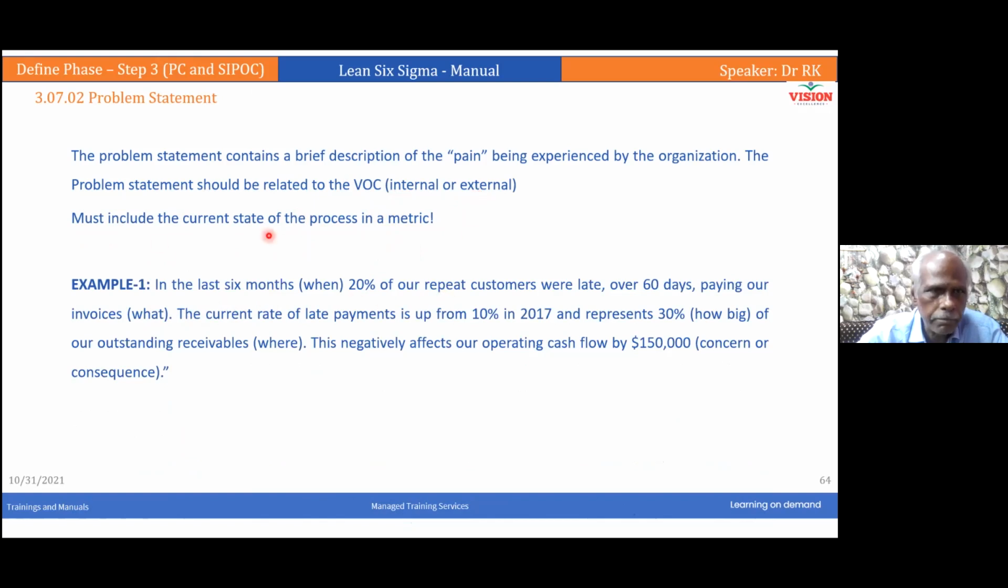An example for this. In the last 6 months, 20% of our repeat customers were late in payment, over 60 days paying our invoices. The current rate of late payments is up from 10% in 2017 and represents 30% of our outstanding receivables. This negatively affects our operating cash flow by 1,50,000 rupees. Right? It's a concern or a consequence. These are the things answered in the problem statement.